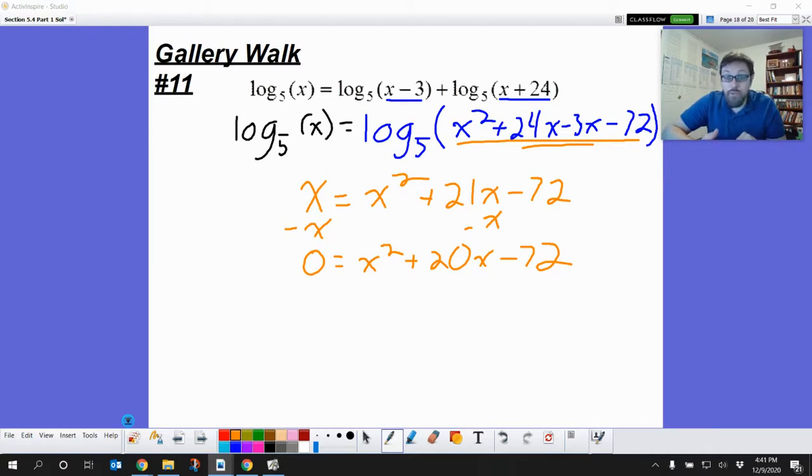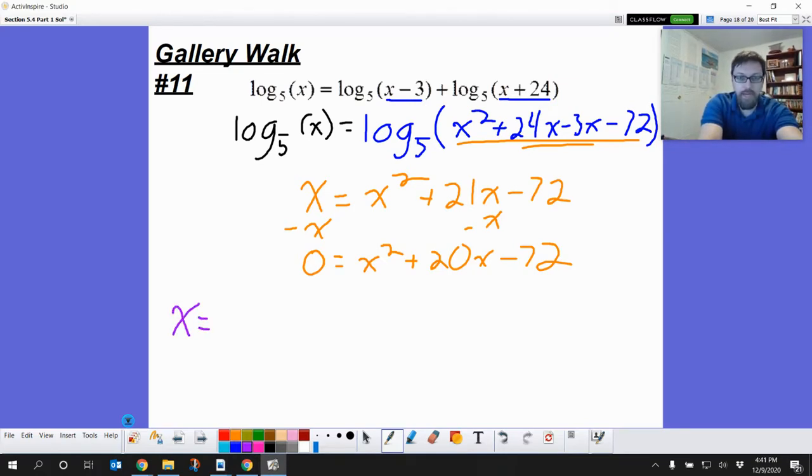Now I need to try to factor that thing. And I have bad news for you, friends. This one is not factorable. If we tried to factor this thing, it's just not going to work out. There's nothing that multiplies to be 72 and subtracts to be 20. So it's time to use the quadratic formula. That's fine. We know how to use the quadratic formula. Don't even worry about it.